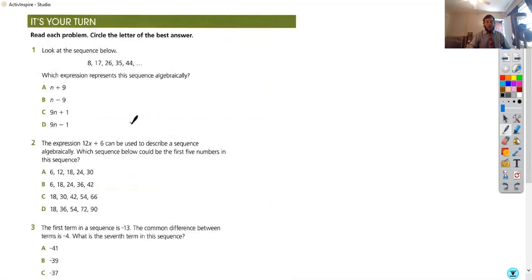So starting with practice problem 1, it says which expression represents this sequence algebraically. So this is where we're going to use our formula, right? A of n equals A1 plus n minus 1 times D. And then we need to identify our first term. So if we look here, the first term is 8. So we know A1 equals 8. And then we need to find our common difference. To find the common difference, we take the second term and subtract the first term. So 17 minus 8. And if we go through here, 17 minus 8, we'll see that it is 9. So our common difference each time, we're adding 9.